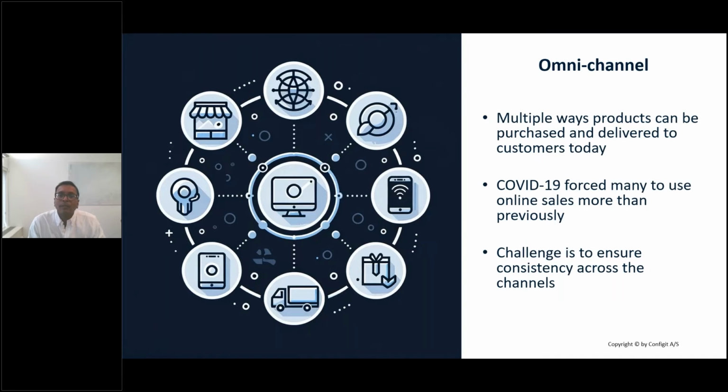Omnichannel refers to the multiple ways in which products and services can be purchased and delivered to customers today. Many manufacturers would have used direct sales or partners, distributors, retailers to sell their products. But COVID-19 actually forced a lot of companies to revert to using online sales much more than they had before. And customers are also hooking onto this. They're increasingly purchasing through digital self-service portals, which is often where they begin the entire purchase process.